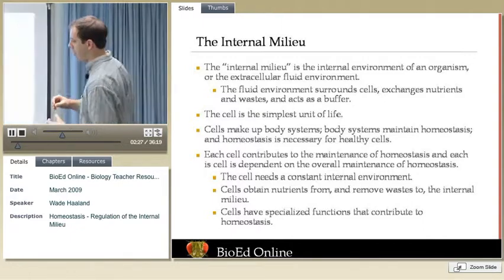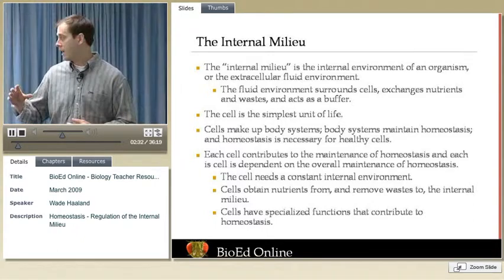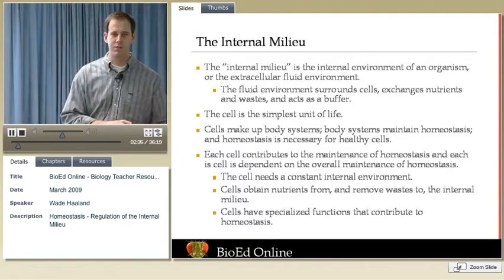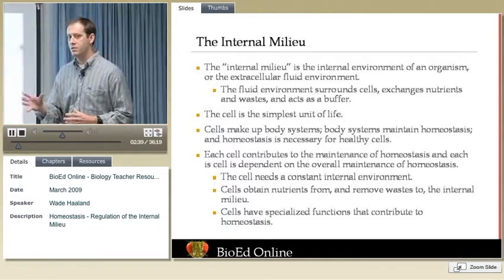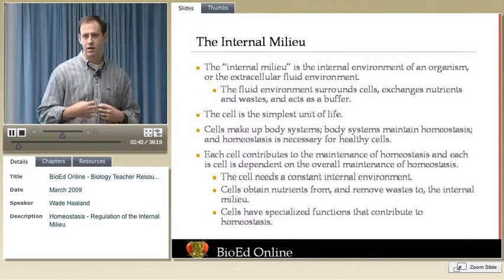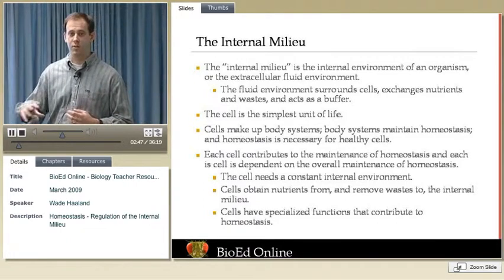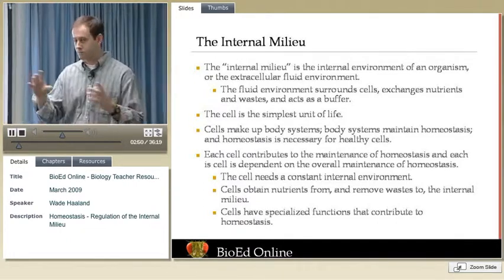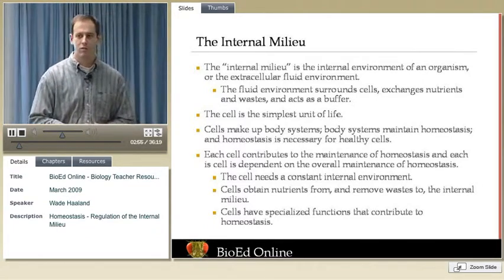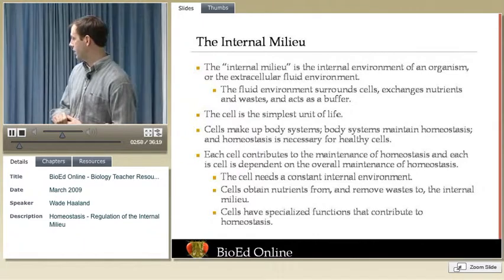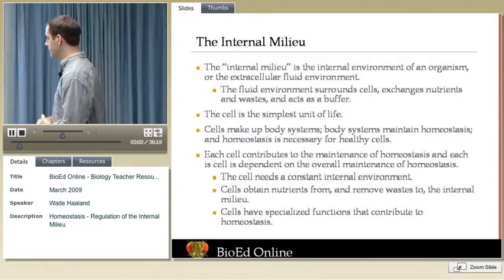Body systems are responsible for maintaining homeostasis. And as long as we have homeostasis, we can have healthy cells. Another way of stating this is that maintaining homeostasis is dependent on the cells. Each cell contributes to maintaining homeostasis, but at the same time, the cells are dependent on homeostasis. So it's kind of like a circle. The cell needs a constant internal environment. It can't deal with major fluctuations. Cells need to obtain nutrients and remove waste from inside them.